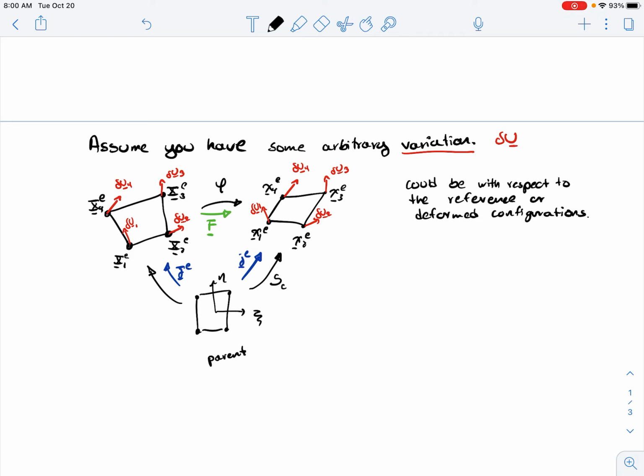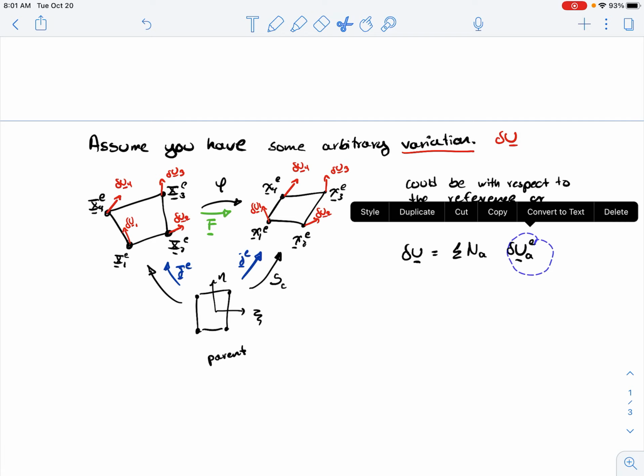Similar to any of the other vector fields that we have, you can always compute delta u as the sum of the shape functions, b here, times the nodal values. Actually, I should still use a, but it doesn't matter really. This is a dummy index, so it doesn't matter what you choose. So that will be the interpolation, again, for any xi.